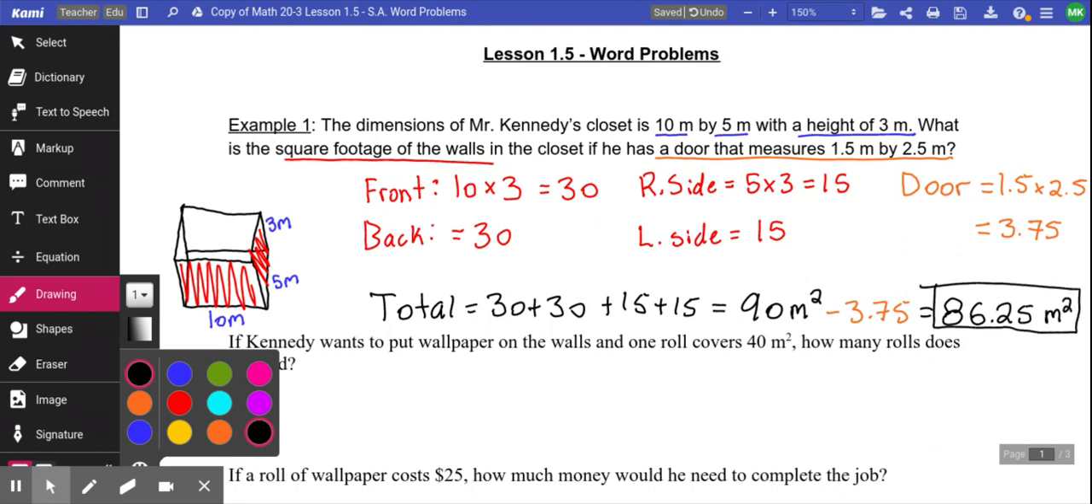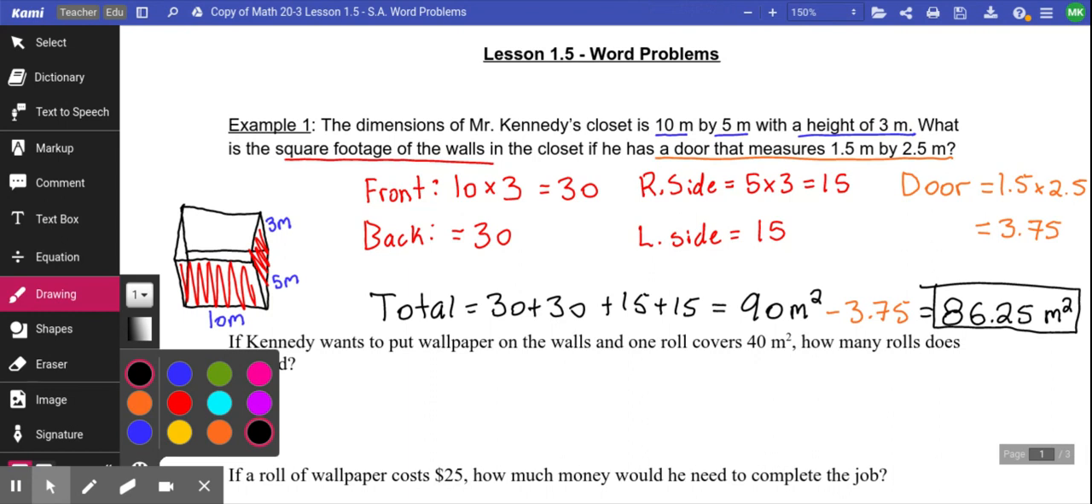That would be the surface area of the walls, right? Whenever you have a question about building houses or walls, be careful if they mention doors or windows. That's my warning to you, because you're going to want to subtract away your doors and subtract away your windows from that total. In this case, it was a door.